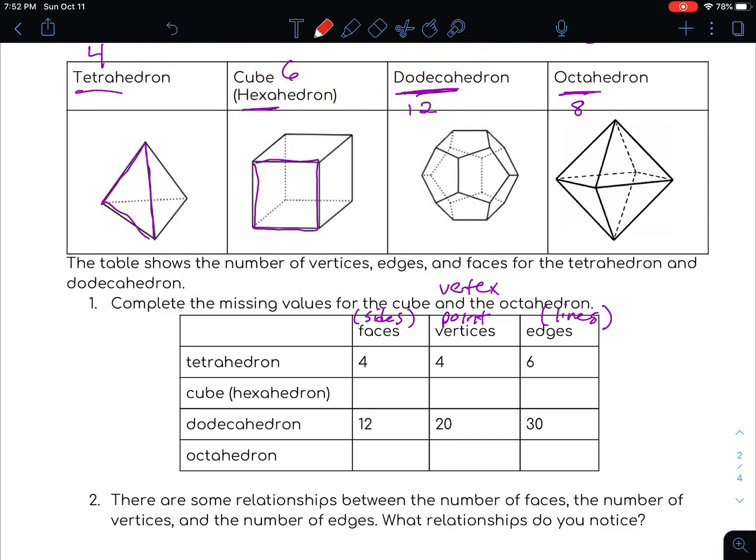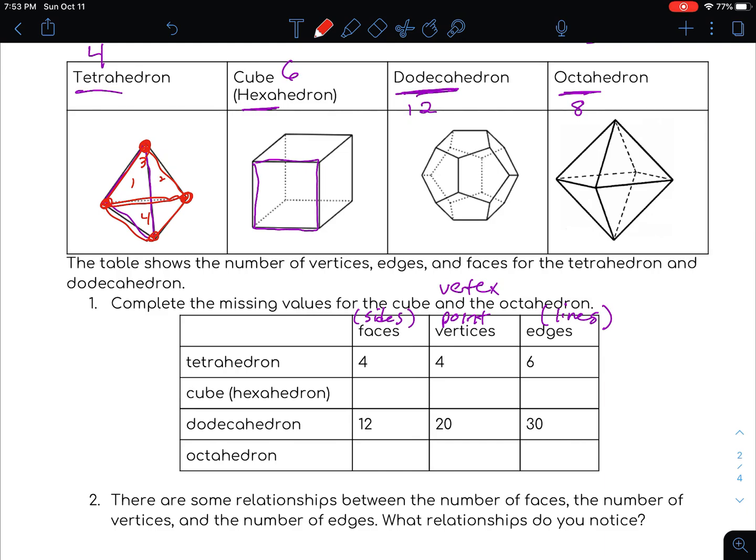So if you look at the tetrahedron up here, it has 4 faces. So 1, 2, back 1, 3, and the one on the bottom is 4. All right, how many vertices does it have? Vertices are the points, so 1, 2, 3, 4. All right, and then how many edges does it have? 1, 2, 3, 4, 5, 6.